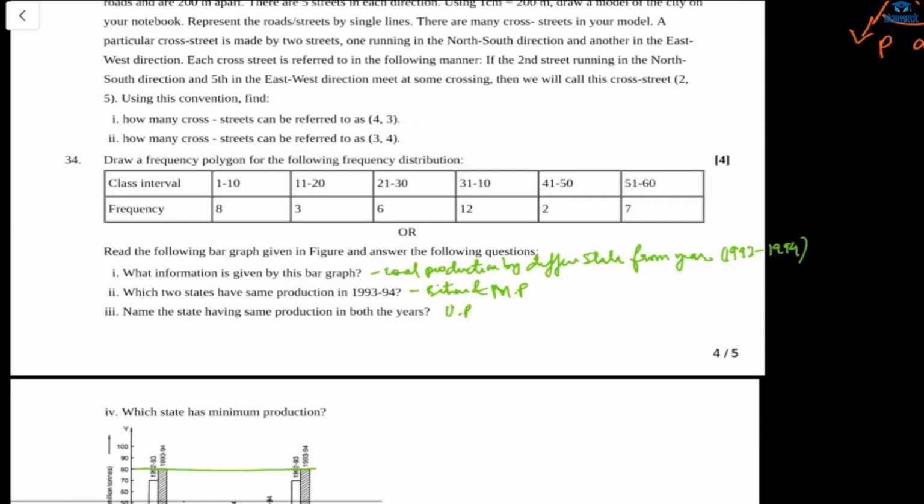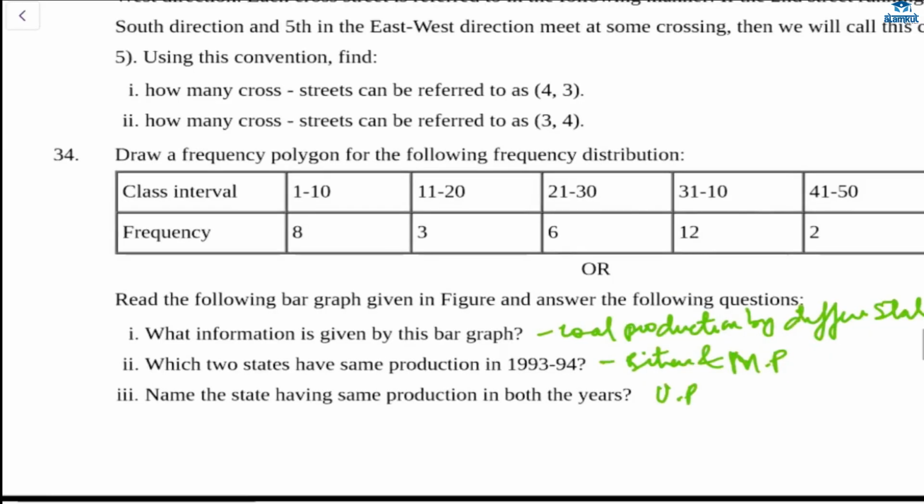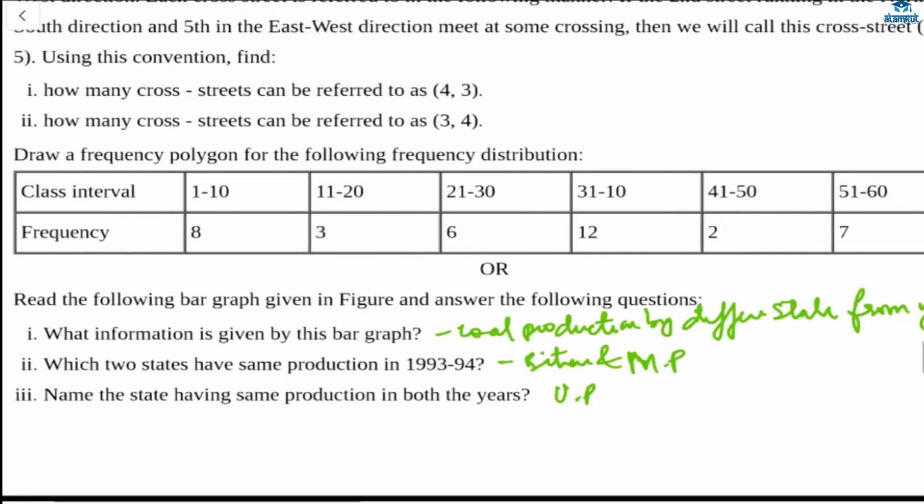Okay, now go to question number 34, the frequency polygon. If you see this question, I will tell you in tomorrow's class that this type of interval is called an exclusive class interval. In this type of interval, this 10 is not included. We want the continuous one.